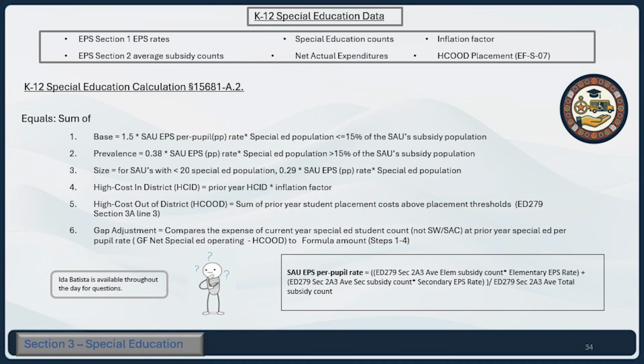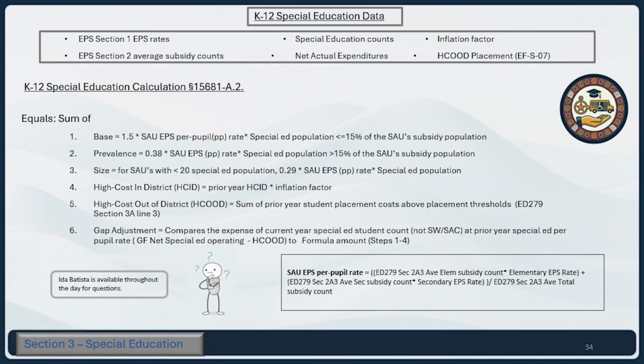What I call step 6, the gap adjustment. In our paperwork, it is called special ed expenditures not otherwise funded. Okay, so that means like not your federal funds. So we're looking at that gap between what you're actually expending versus what those first 4 steps are saying.